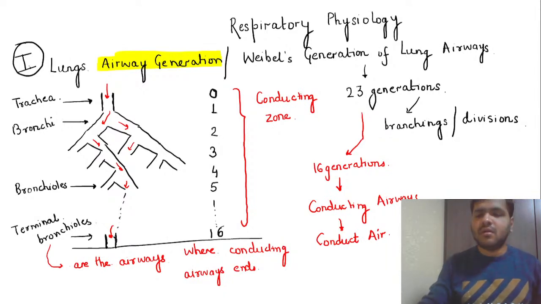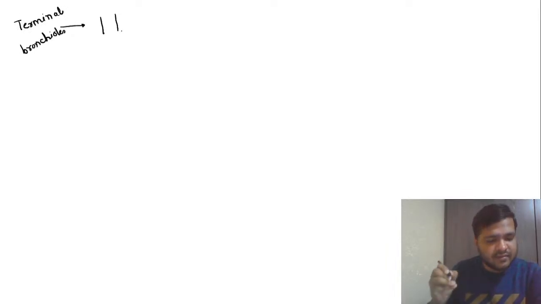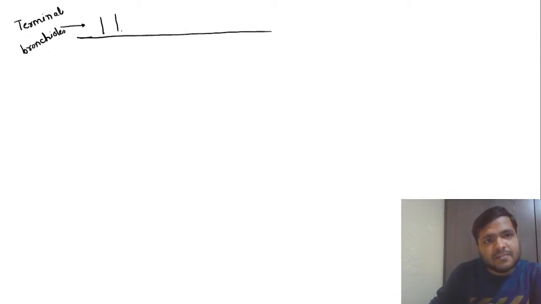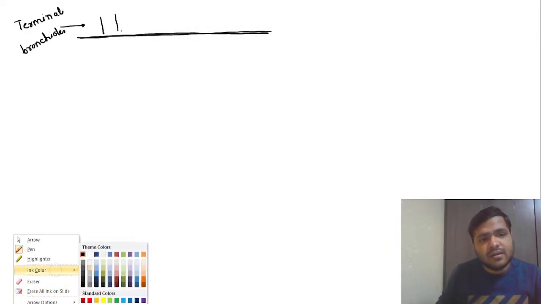Now, I will continue the diagram from the terminal bronchioles. Please draw the diagram in the same way, straight. I don't have space, so I am drawing on the next page. We are well aware that we have already discussed the terminal bronchioles. These are at level 16, the 16th generation. Now the respiratory pathway will begin; earlier it was the conducting pathway.